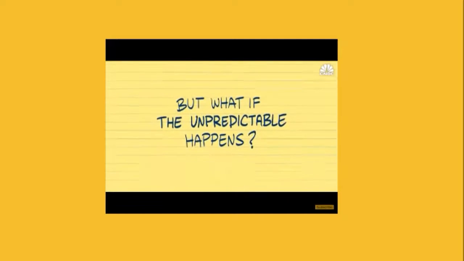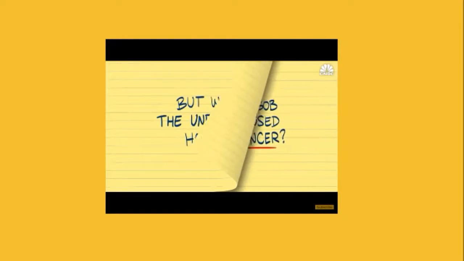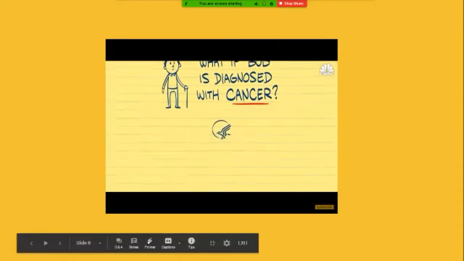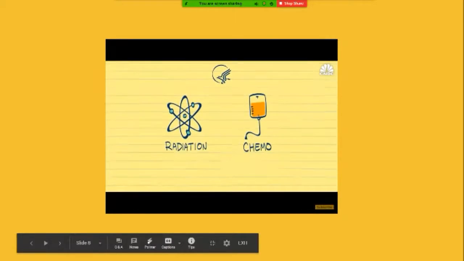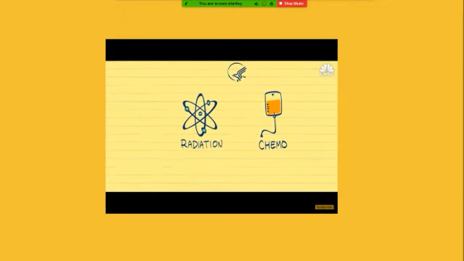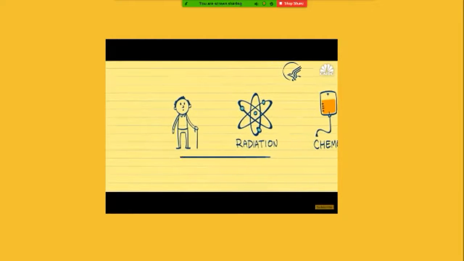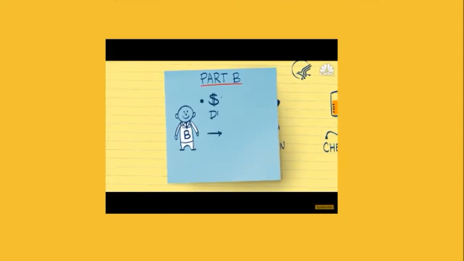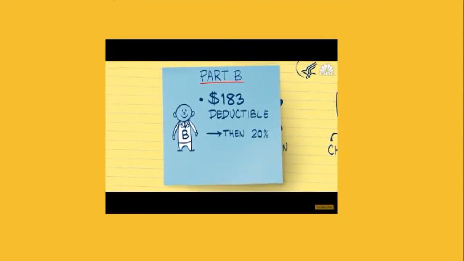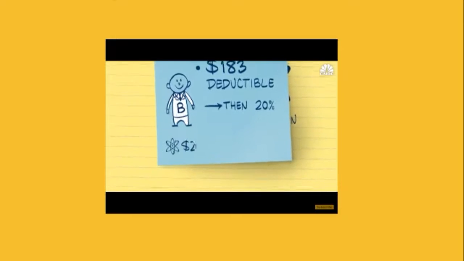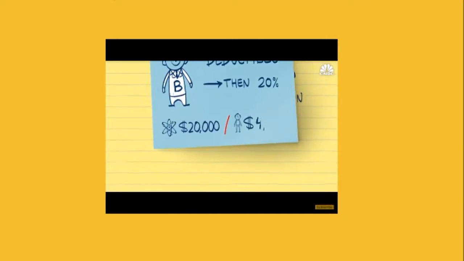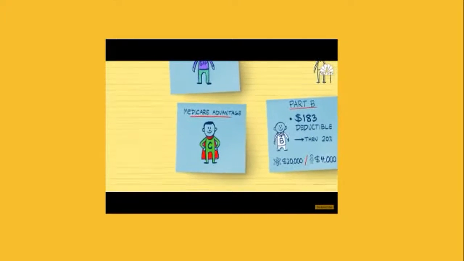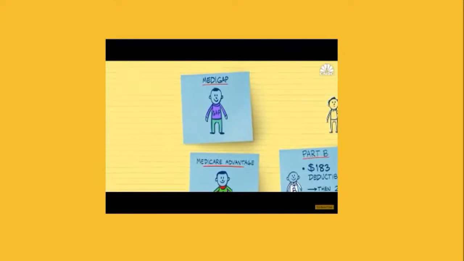But what if the really unpredictable happens? Say a few years into his retirement, Bob is diagnosed with cancer. Medicare will cover certain treatments like radiation or chemotherapy. If Bob needs to continue radiation treatment on an outpatient basis, coverage will come through Part B, meaning he'll pay 20% after that $183 deductible. So if the full treatment runs $20,000, Bob's on the hook for about $4,000. That amount could vary with the Advantage plan, and a Medigap policy may actually cover it.